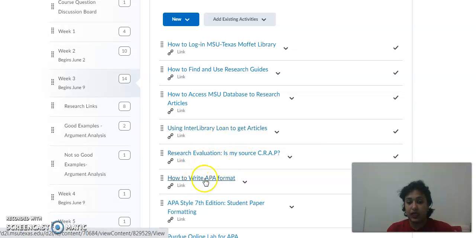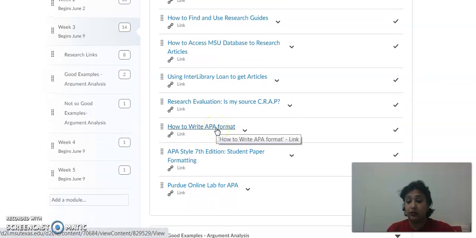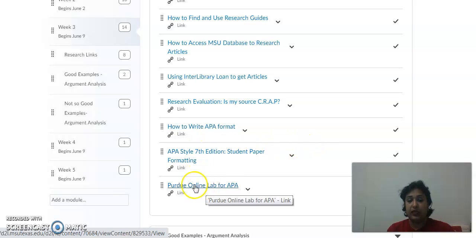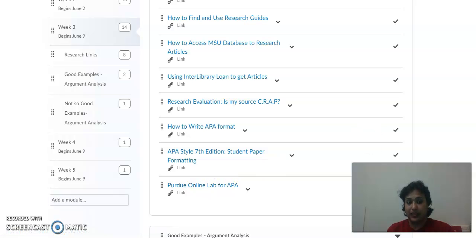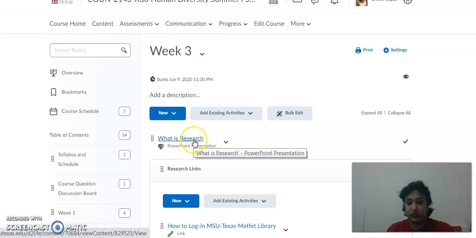Here it is again, how to write APA is very important, because this is not only important for this class, this is also going to be important for all other classes that you take at MSU. APA formatting is the formatting used to write papers in higher education. So here is the newest version of 7th edition student paper formatting, and then Purdue Online provides you a lot of help on writing APA. It's an online writing lab sort of a thing. This is all about what is research.